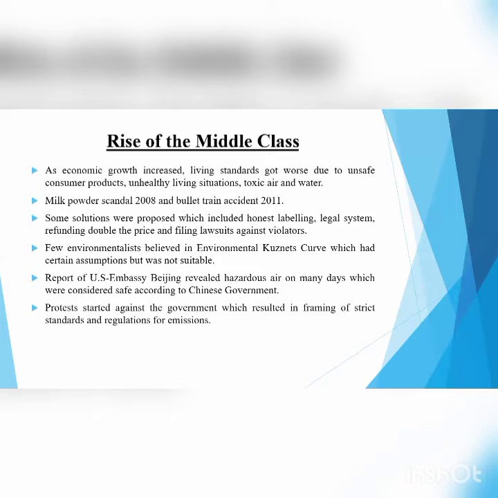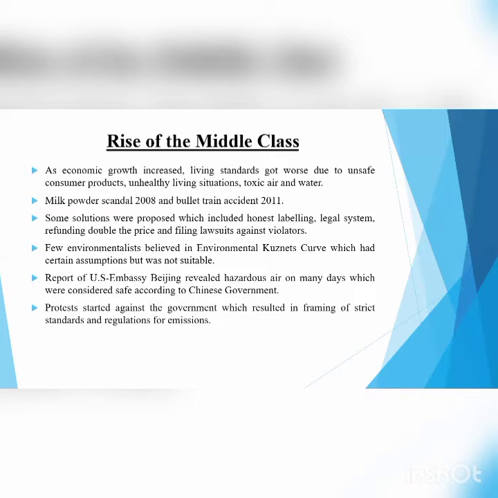in case of violations. Then a few environmentalists also believed in the environmental Kuznets curve, which says that if resources are used for economic development, then initially the environment will degrade. And after a certain level of economic growth, environmental degradation will start to improve.